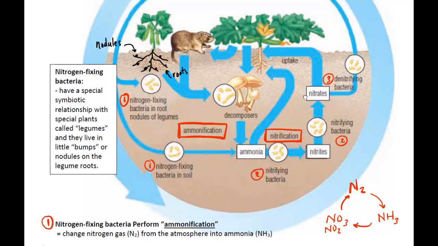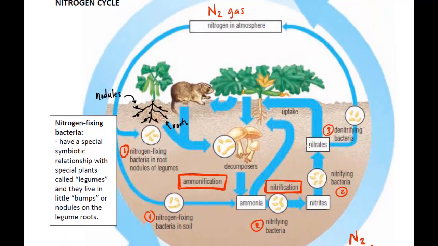Once you have nitrates available, then the plants can take that up as a fertilizer and it becomes part of their body, and then the consumers eat that, and then the consumers of course die, and the decomposers can return it. Or there are other types of bacteria, and they are able to take those nitrates and convert them back into nitrogen gas in the atmosphere.